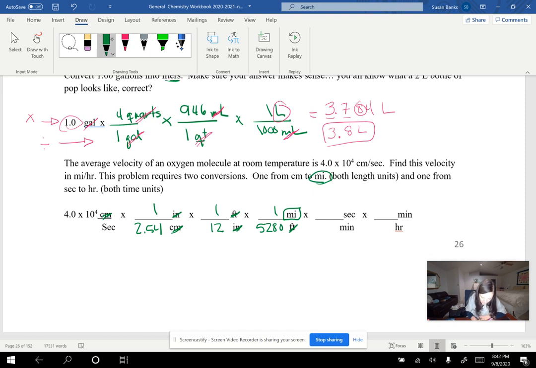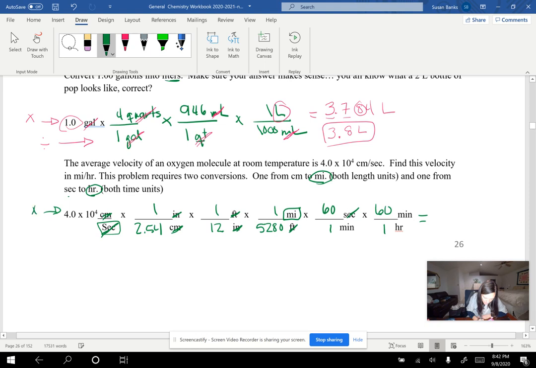Now I need to work on getting seconds into hours. So notice seconds here is on the bottom. So it needs to be on the top now over here for me to cancel it out. So how many seconds are there in a minute? If you remember, there's 60 seconds in 1 minute. So that will cancel out my units of second. But I don't want seconds. I want hour. So how many minutes are there in an hour? There are 60 minutes in 1 hour. Okay, so there we go.